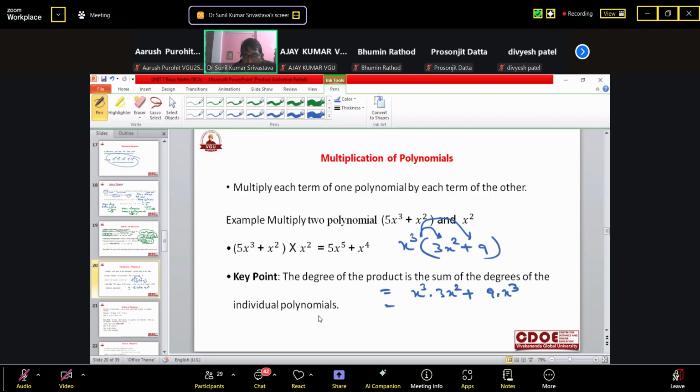When the terms have the same base, and you multiply them, the powers are added. So the constant is 3, and x is raised to the power of 2 plus 3, and then 9x raised to the power of 3. So the answer will be 3x raised to the power of 5 plus 9x raised to the power of 3. When we multiply, we add the degrees. The first degree is 3, the other is 2, so x is raised to the power of 5. That's it. In this way we can get the multiplication of the polynomials.